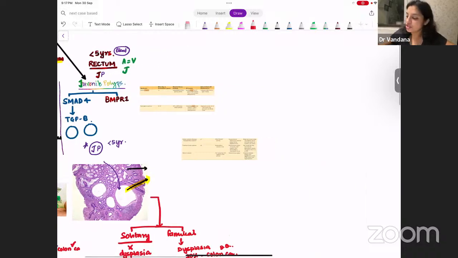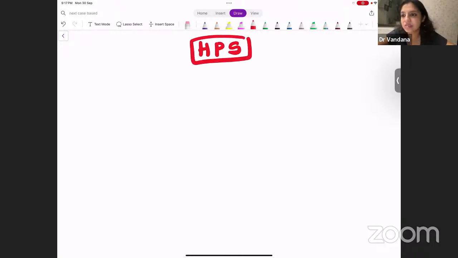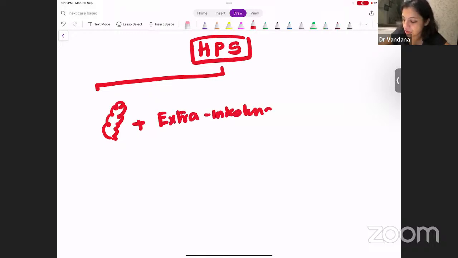Now there is one condition which is called hamartomatous polyp syndromes. What are they called? Hamartomatous polyp syndromes. So what are these? That is, there is hamartomatous polyp in the intestine, but there are extra manifestations also. So hamartomatous polyp is just one part of the syndrome. There are a lot of extra-intestinal features also in this. So what are the hamartomatous polyp syndromes?